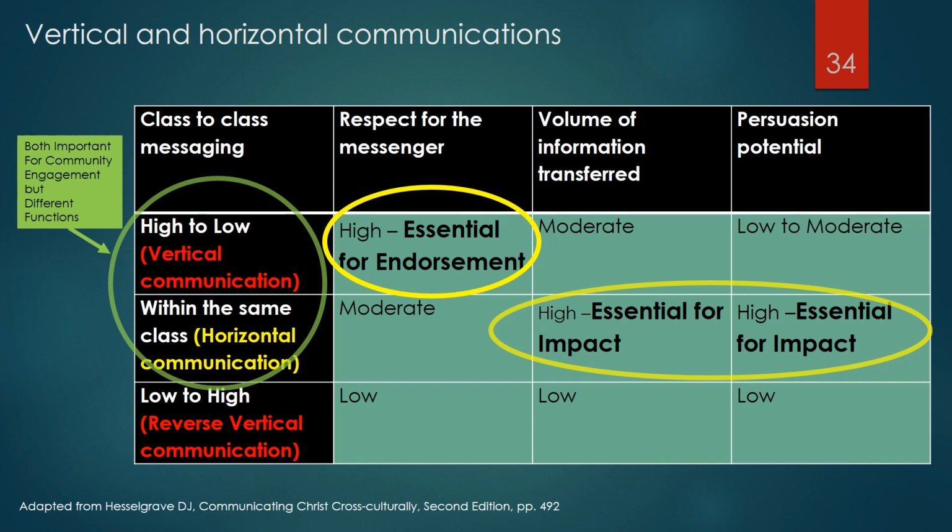This is an important slide demonstrating horizontal and vertical communication between classes, which also relates to all social interactions between and within classes. Both horizontal and vertical communication is important for successful community engagement in changing risky behaviors. Communication from a higher class to lower class, vertical communication, generally results in high prestige, medium message volume or capacity, and low to medium persuasion potential.